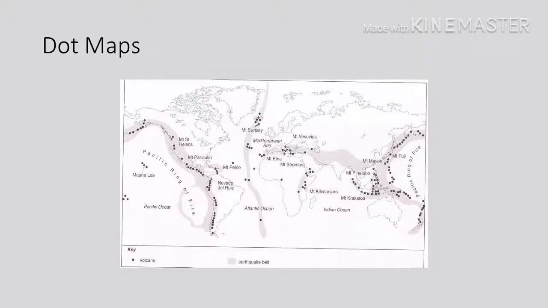Dot maps are used to show the distribution of data using dots. In dot maps, the dots have a fixed size and they tend to have a constant representative value.